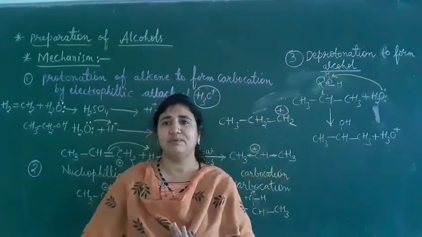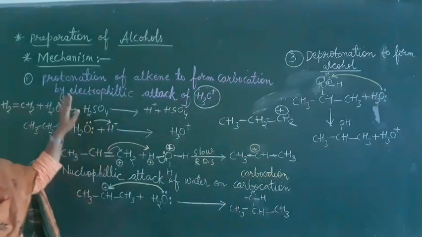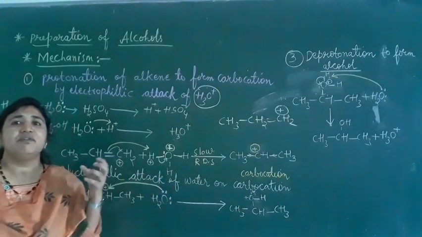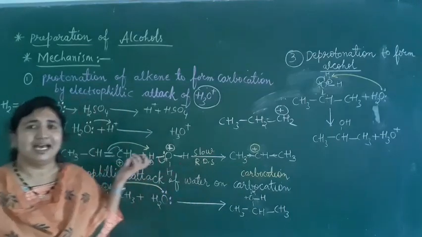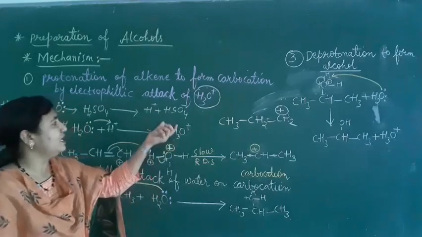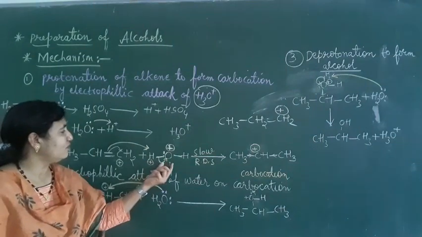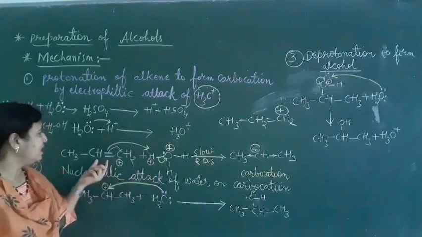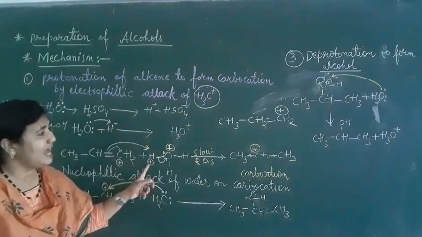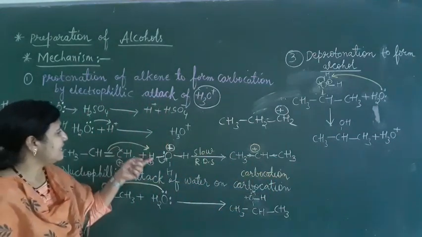So three main steps are there for hydration of alkene. The first step is protonation of alkene to form carbocation. Protonation of alkene means we are providing a proton to the alkene. One proton is coming from the acid catalyst. This H3O plus is an electrophile, and this electrophile provides one proton. So the alkene's pi electrons attack this H plus and convert into a carbocation. These electrons take this hydrogen.